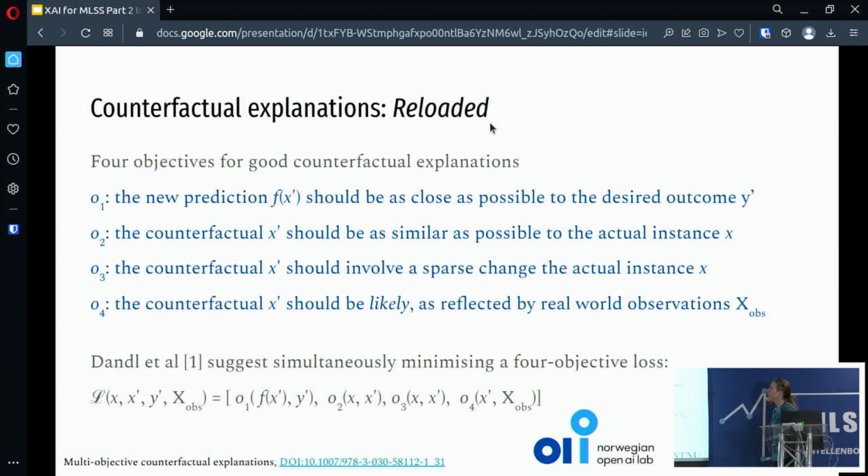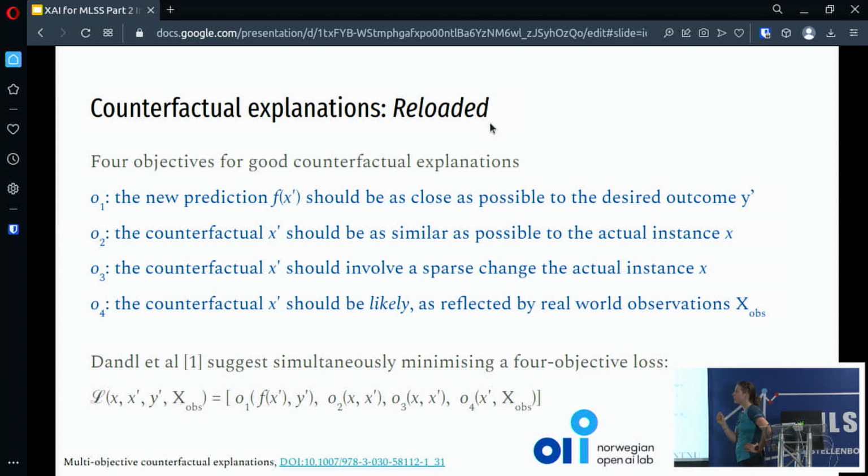So counterfactual explanations reloaded became that instead of only the two objectives that we had in the previous loss to be minimized that I showed you, we actually need 4. Okay, so the first one is still what the second one was earlier, that the new prediction on the counterfactual x prime should be as close to the expected prediction as possible, okay? Also, the counterfactual x prime should be as similar as possible to your original instance, okay? So those are still good.